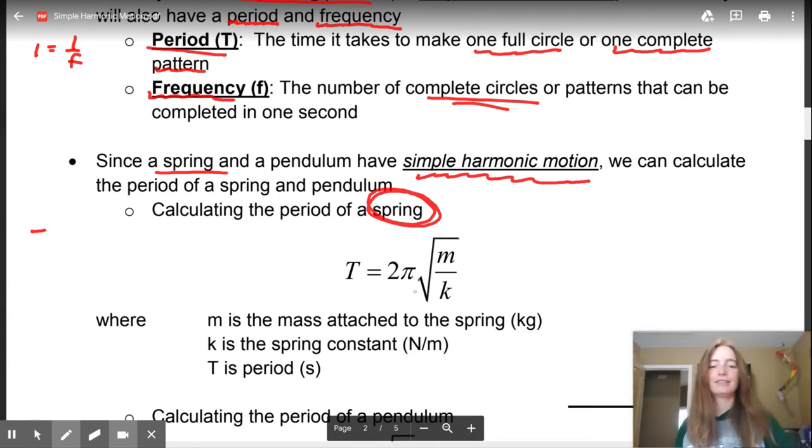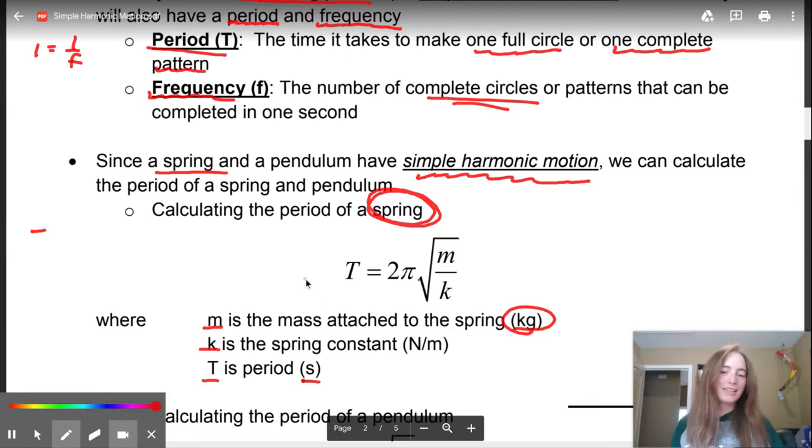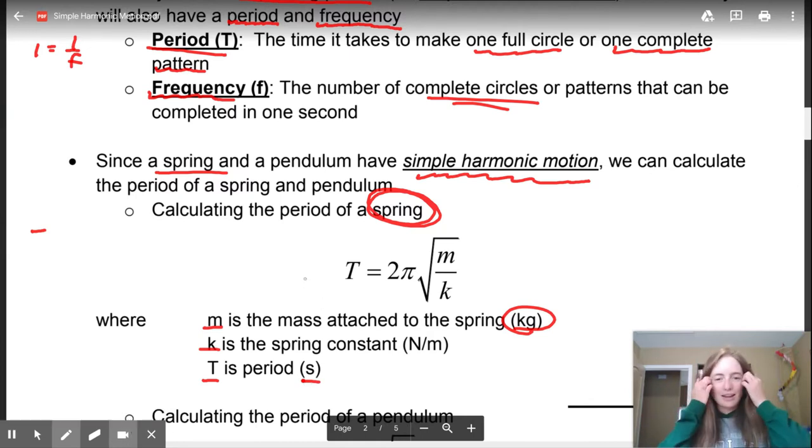All right. So for this one, M is the mass attached to the spring in kilograms. K is the spring constant, so how stiff the spring is. And T is the period in seconds. Okay. So T equals 2 pi times the square root of M divided by K.